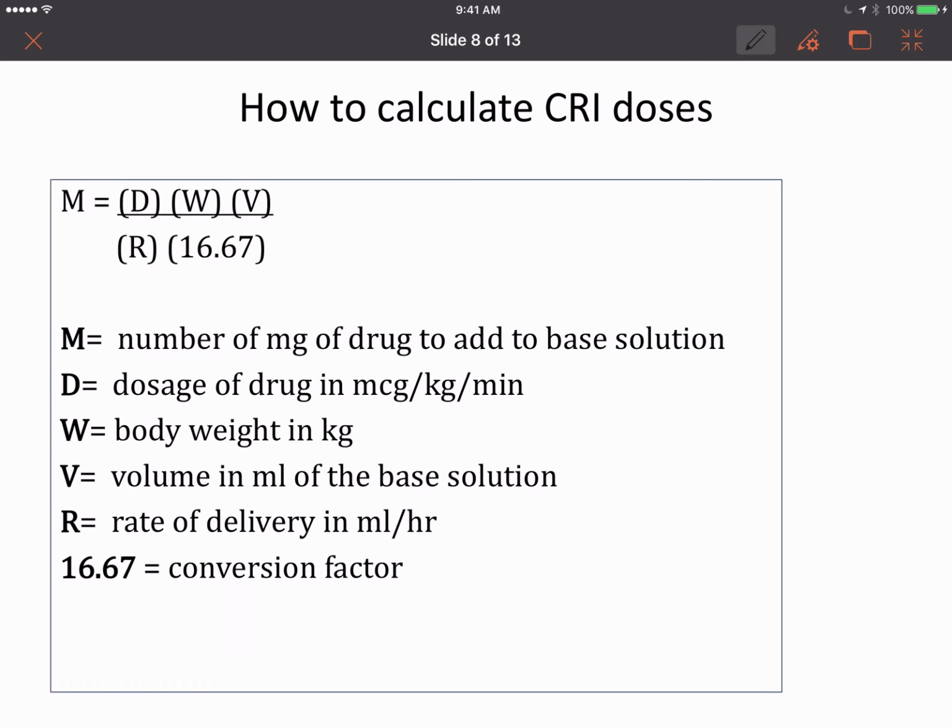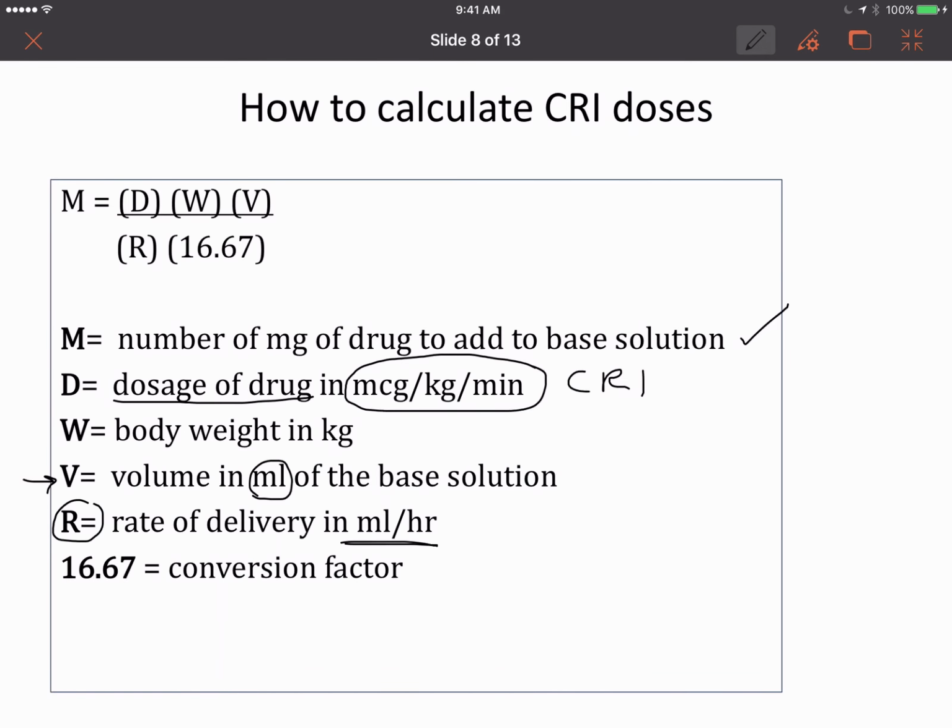All right, what are these letters? M is the number of milligrams of drug to add to a base solution. D is the dosage rate of the drug that's going to be given at the constant rate infusion. And again, the dosage rate for these CRI drugs is usually in micrograms per kg per minute. W, as before, is the body weight of the patient in kilograms. And V is the volume in mL of the base solution. The base solution could be like a small bag of IV fluids or lactated Ringer's solution or something like that. And R is the rate of delivery in mL per hour.